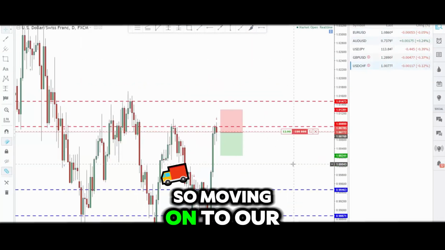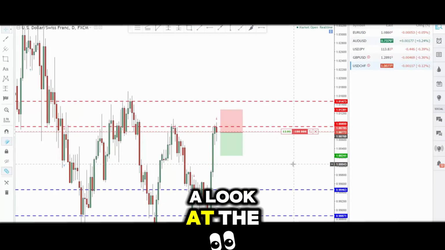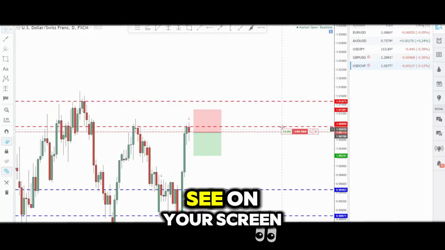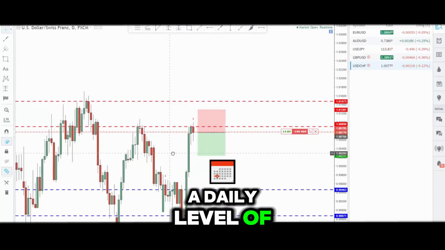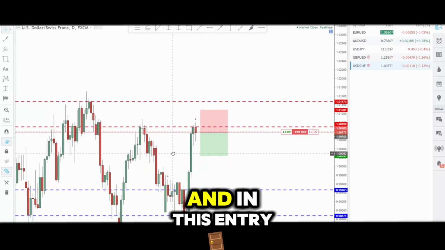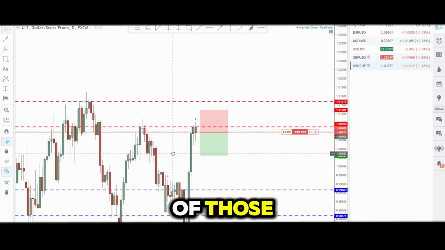All right, guys, so moving on to our next pair, we're going to take a look at the dollar Swiss. And as you can see on your screen, I'm actually already short on the dollar Swiss. We are up against the daily level of structure resistance. And this entry is actually based on one of those EAP strategies.